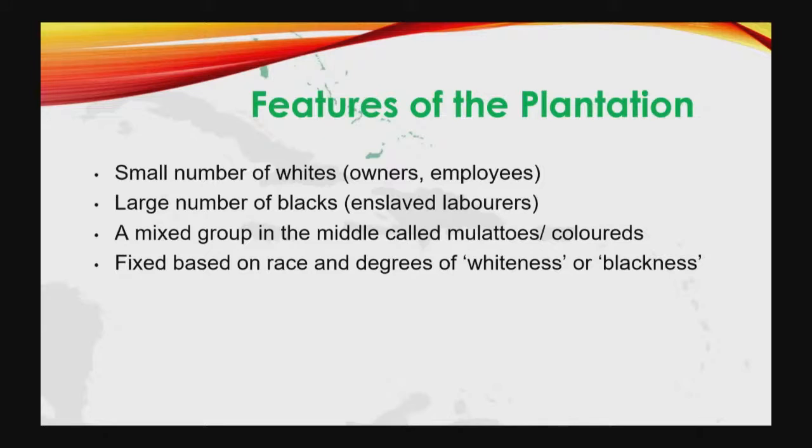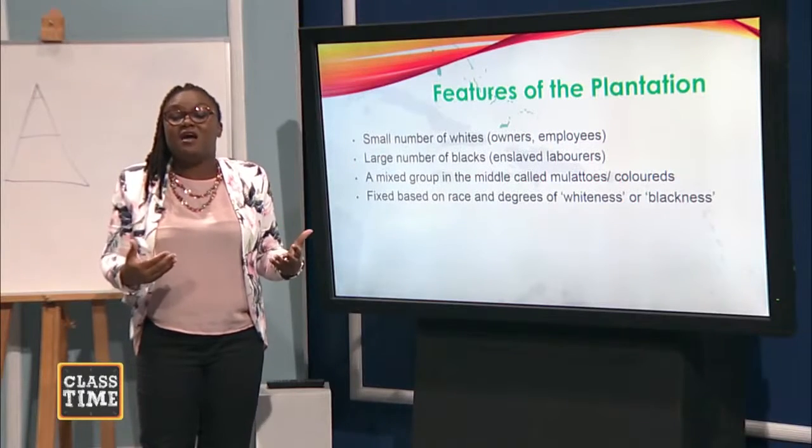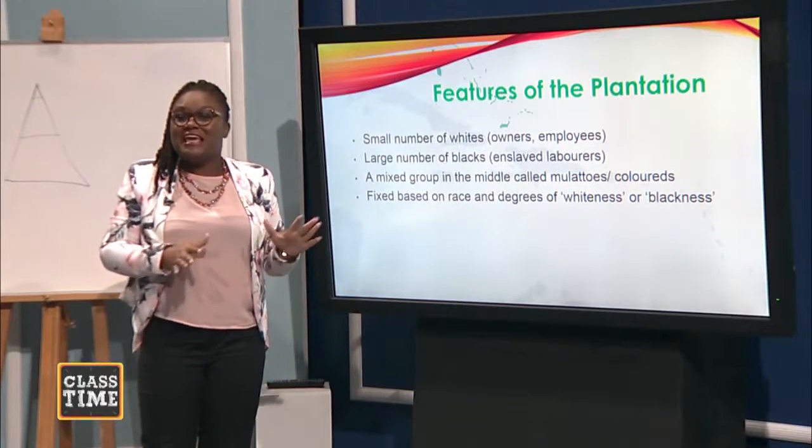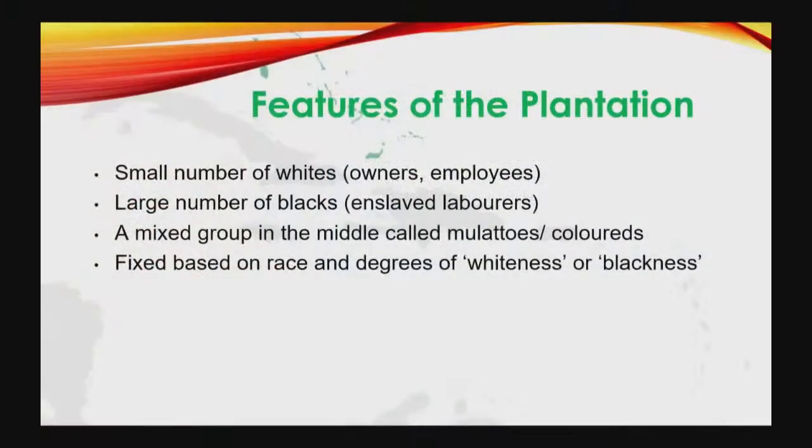So under the plantation system, there's a small number of whites who are the owners and the employers, right? A large number of blacks who are the enslaved laborers, a mixed group in the middle, and this is fixed based on whiteness or blackness. And notice these terms that I'm using, whiteness or blackness, because it depends a lot on the shade of your skin. And we're going to discuss that a little bit more, the shade of your skin.